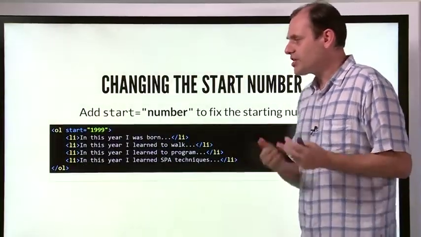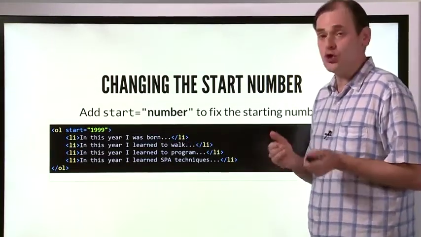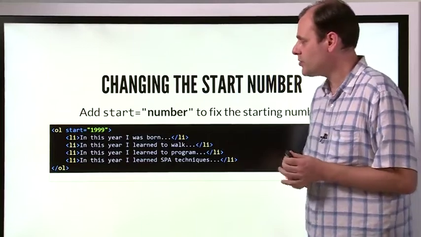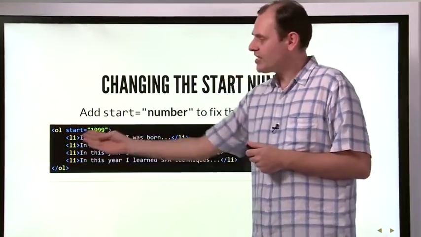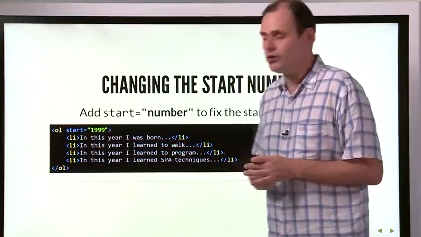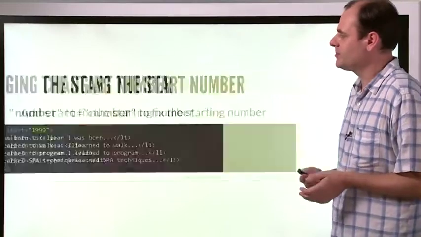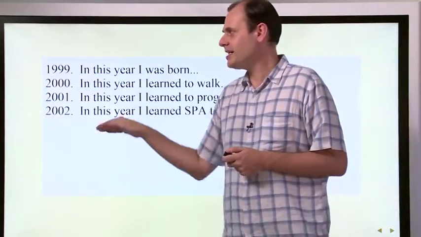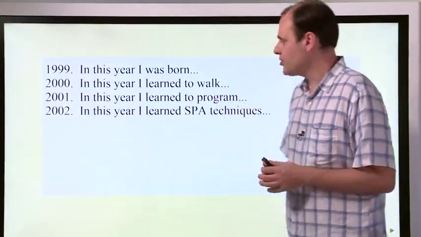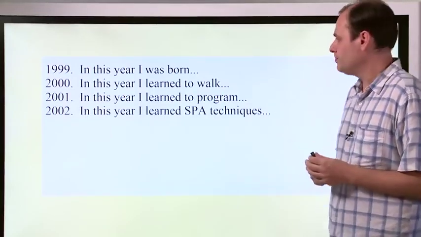Now, what other things can you do with lists? You could change the start number. Assuming you're using a number sequence, an ordered list, you can actually fix the start number, and then it will increase the number by 1 each time. So here I've said start with 1999. So it starts with 1999, and then each time it adds, just to make a series of years, just for a kind of funny example.